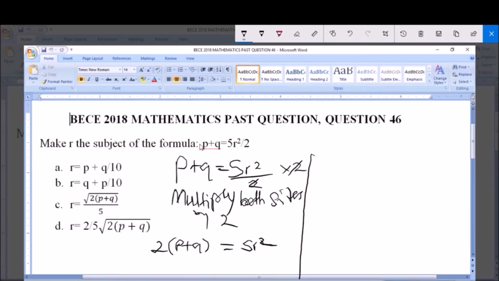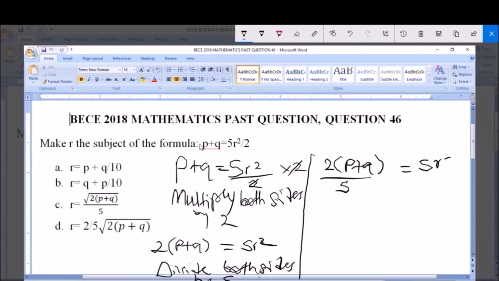Now to remove this 5 from this place, remember we're trying to make R the subject of the formula. That means we are trying to make R stand alone. So to remove this 5 here, we divide both sides by 5, and then we'll have that 2 into P plus Q all over 5 is equal to 5R squared over 5. Now this 5 cancels this 5, so therefore you have 2 into P plus Q, close brackets, all over 5 is equal to R squared. Remember this 5 has cancelled this 5.